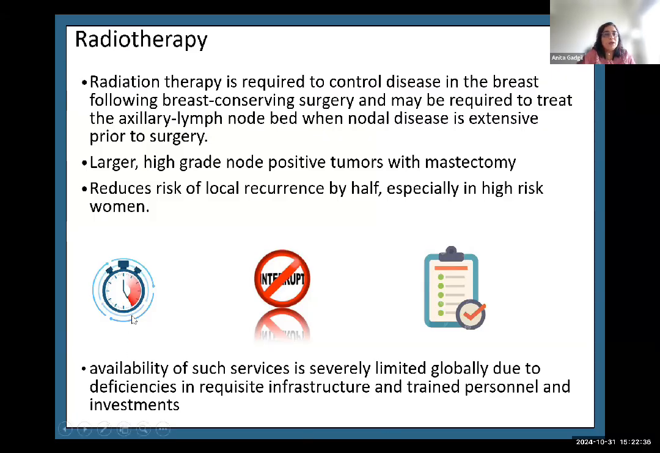So when the radiotherapy is to be given, it has to be given timely, without interruption, and it needs to be completed. Patients get depleted of their resources and money, and they're losing work if you have 30-day-long radiotherapy sessions, and people drop out. So then the radiotherapy is obviously ineffective.